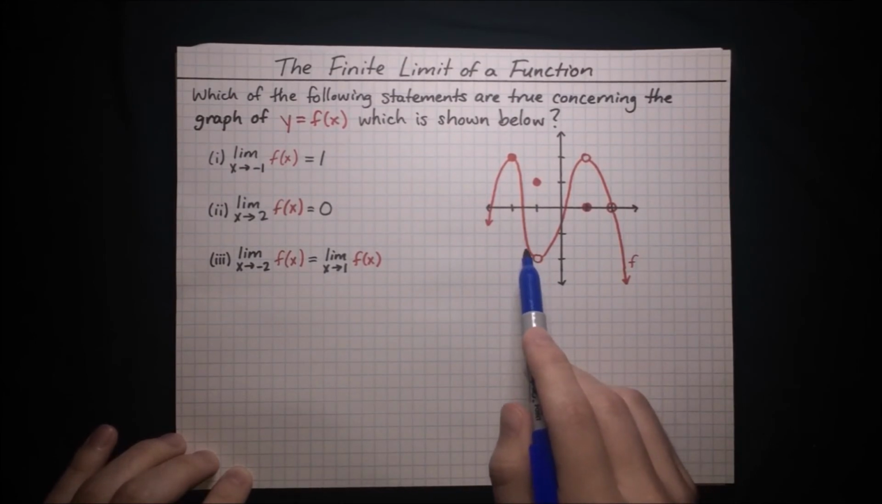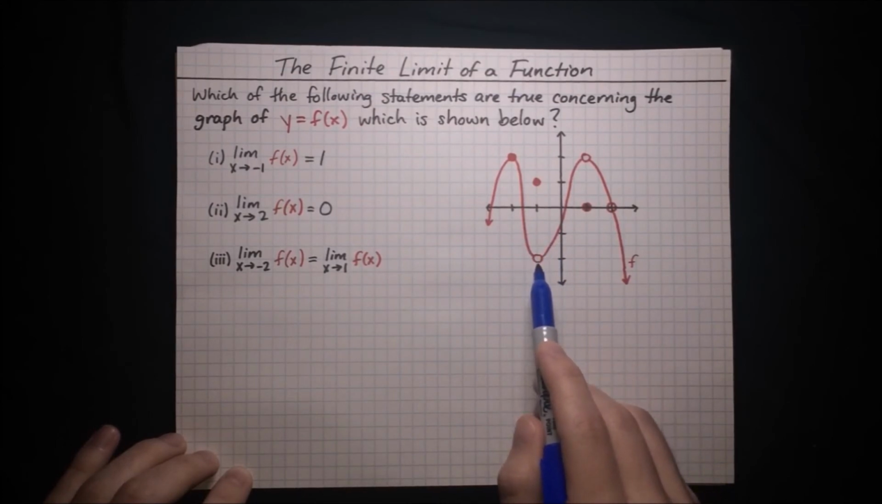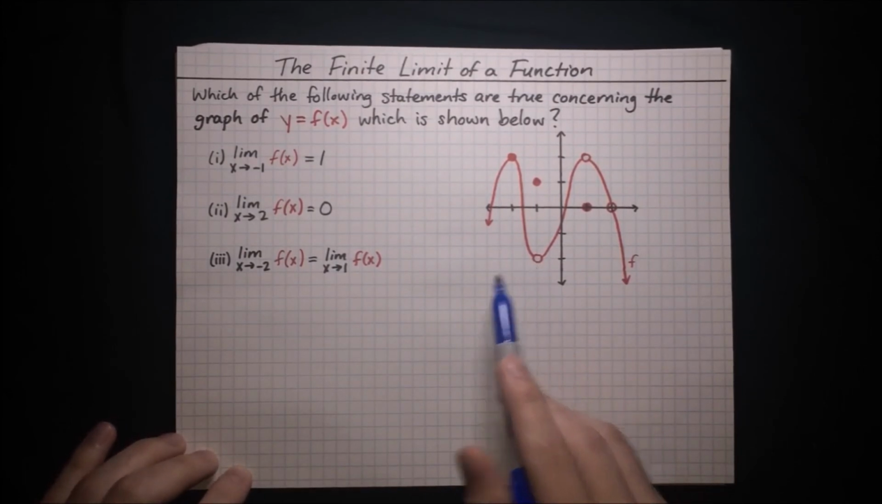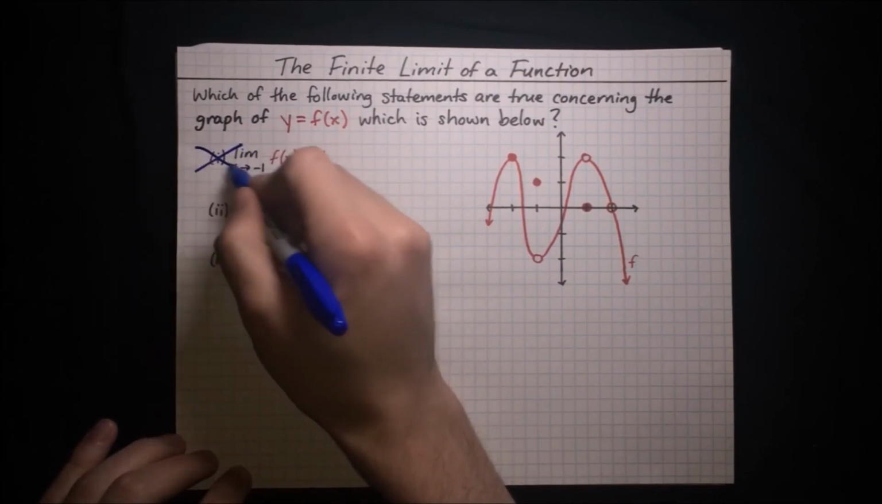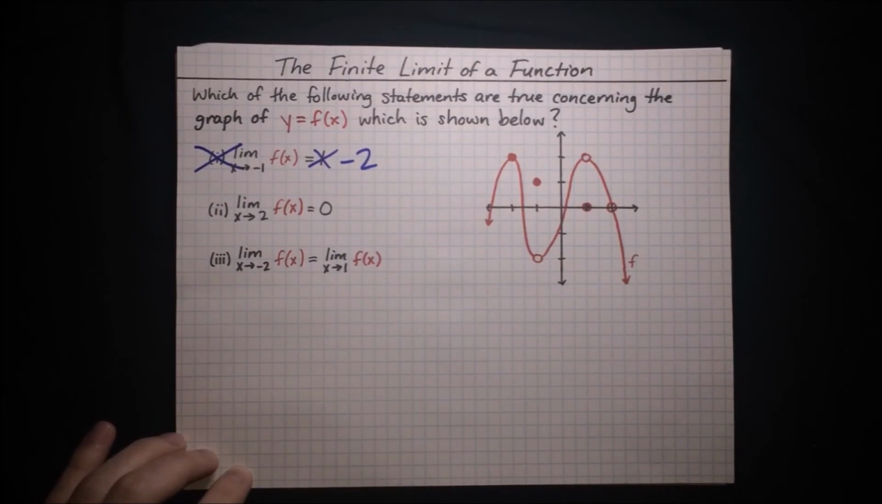Based on its surroundings, as x approaches -1, the function looks like it's going to this dot right over here. And the y value of that dot is -2. So the limit is actually -2. So 1 is not true. This limit is actually -2. Alright, so how about the next one?